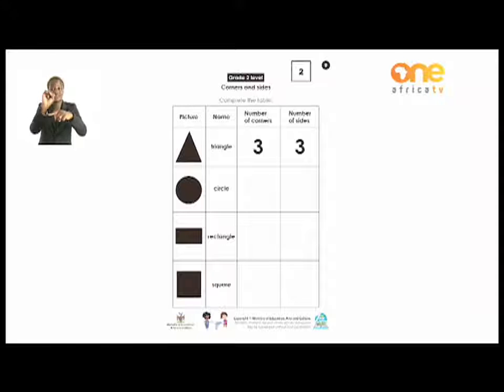So like I've explained to you on the previous page, you have to count the corners of a circle, if it has any. Then you indicate for me with a number how many corners a circle has as well as how many sides a circle has. And then we move over to the rectangle. You also do the same as for the triangle. You count the sides as well as the corners, and then you indicate it in the boxes provided for you. Same also for the squares. All of these are called 2D shapes.